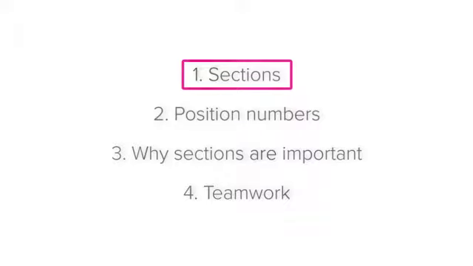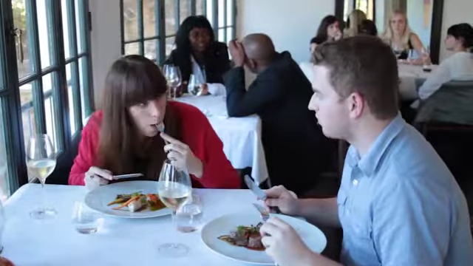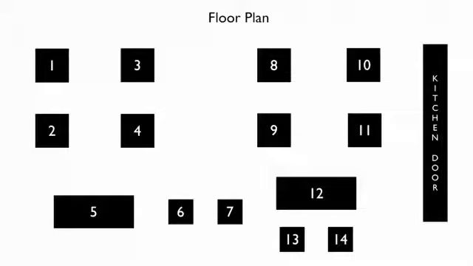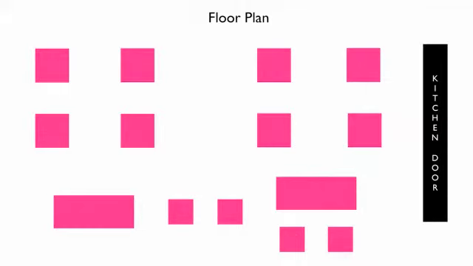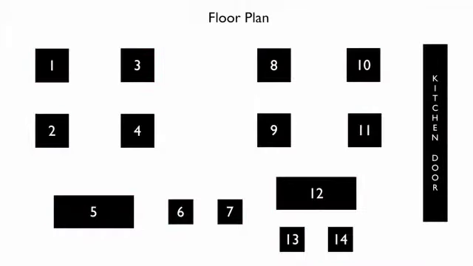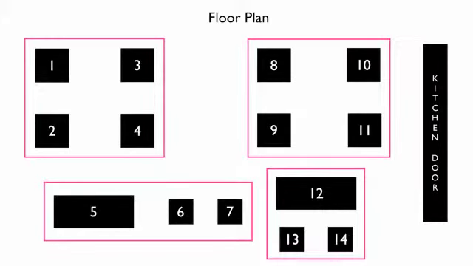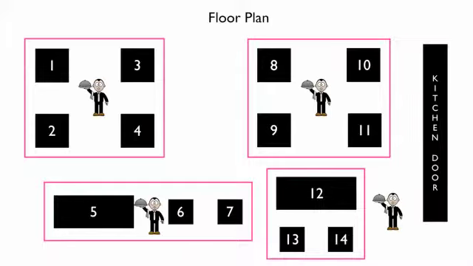Each restaurant is divided into sections of tables. If you look at the floor plan or seating chart of a restaurant, it shows where each table is situated. Basically, it's a map of the restaurant. The tables are grouped into sections of 3 or 4 tables that are usually close together. A waiter is then assigned to a section. These are the tables they will be serving during service.